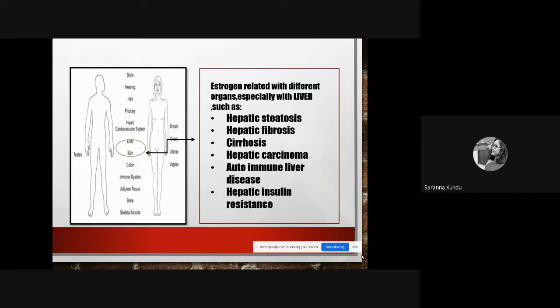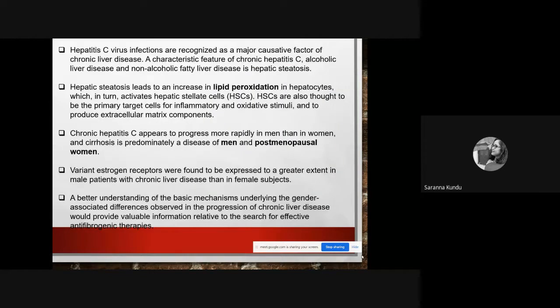Ma'am, there are different types of disease which are related to estrogen and liver, such as hepatic steatosis, hepatic fibrosis, cirrhosis, hepatic sarcoma, autoimmune liver disease, carcinoma, hepatic insulin resistance, etc. Hepatitis C virus infection is recognized as a major causative factor of chronic liver disease. A characteristic feature of chronic hepatitis C.